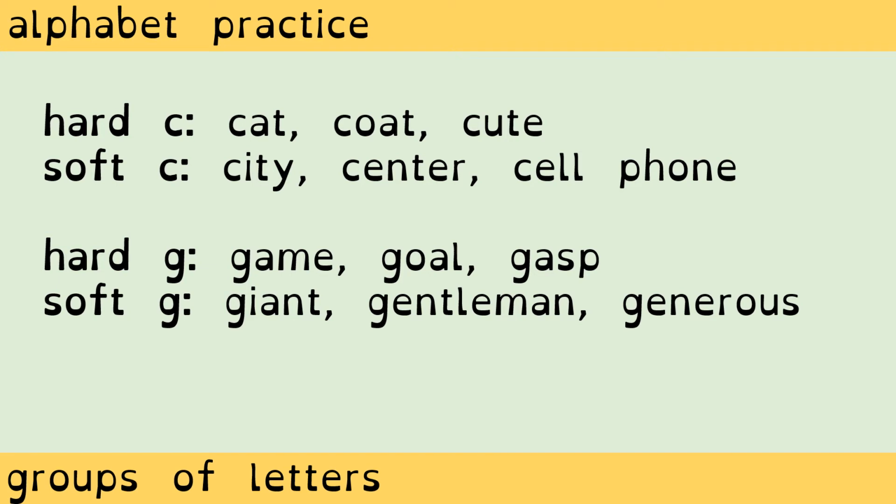The hard G appears at the beginning of the words game, goal, gasp. The soft G sounds like a J sound before the vowels E and I. Giant, gentleman, generous.